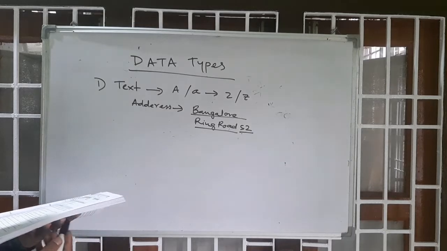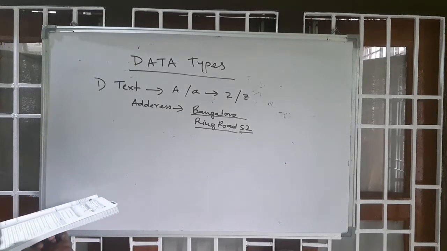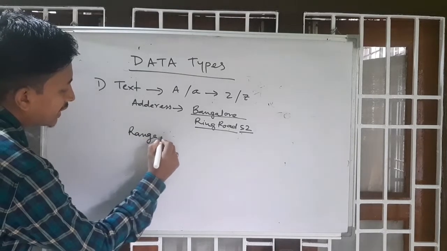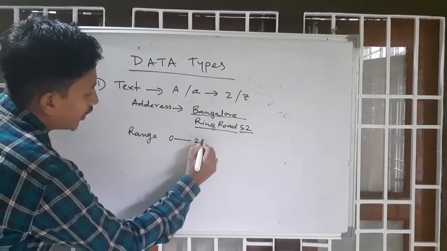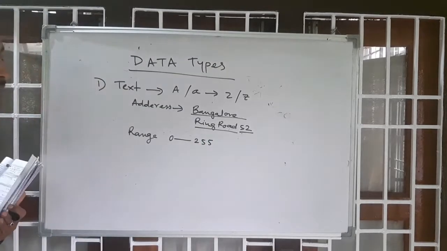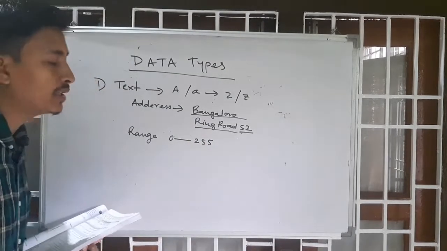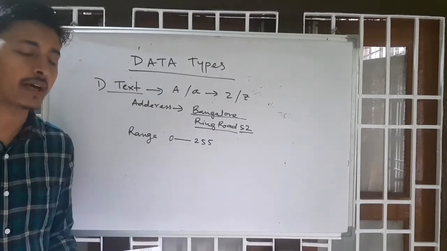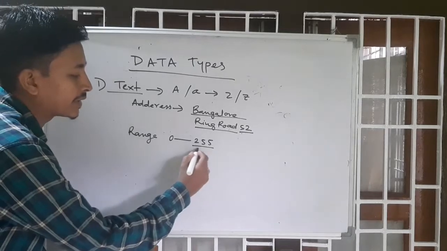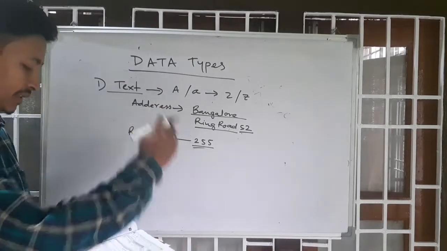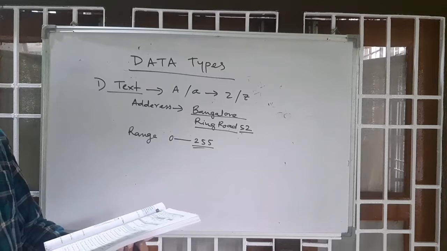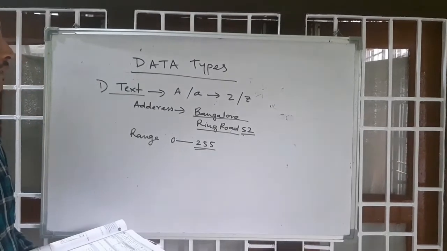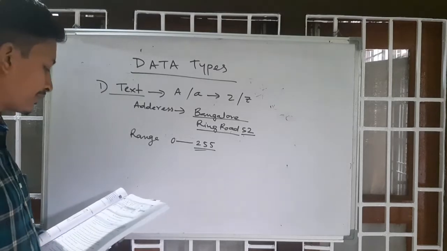You can see here, it can store up to 255 characters. The range of the text is 0 to 255 characters. Up to 255 characters you can store in the text data type. So this is the range. This is the first data type in MS Access 2007.